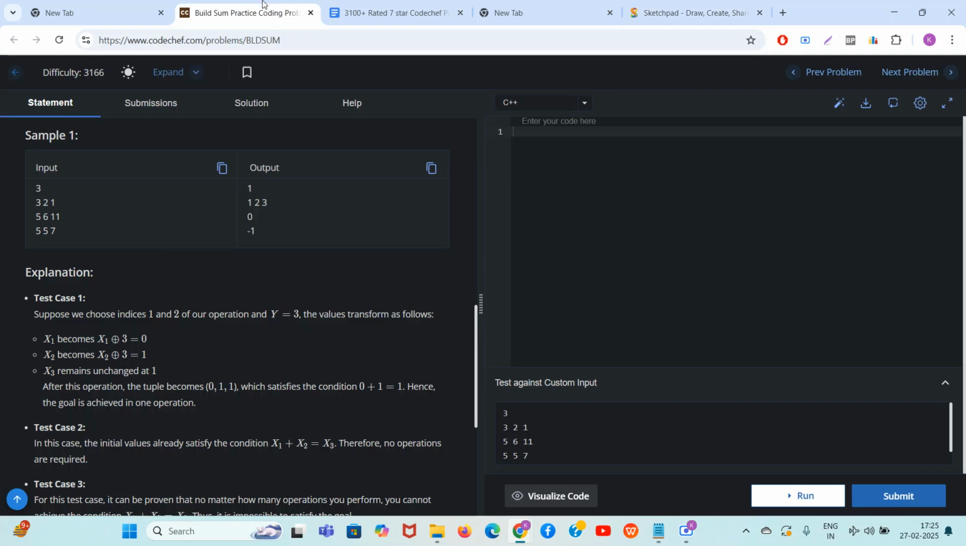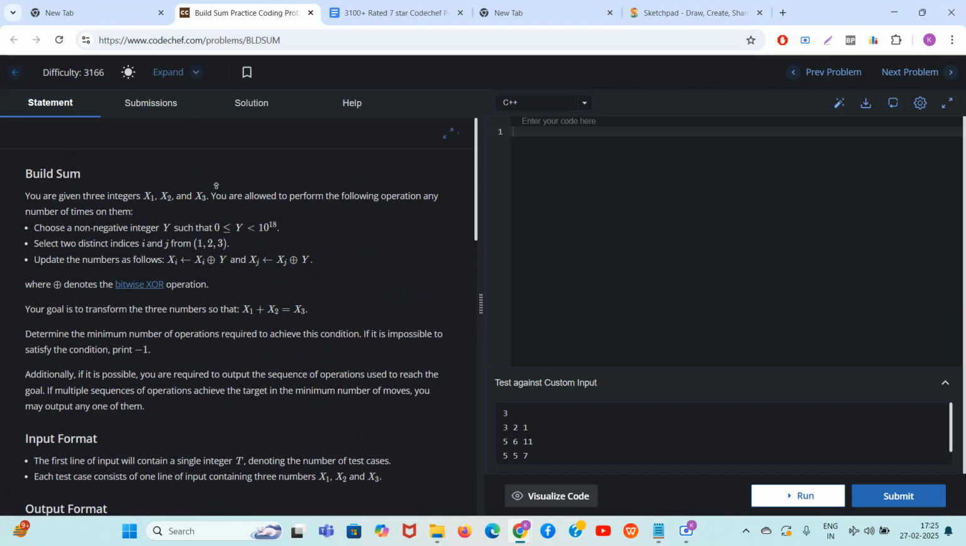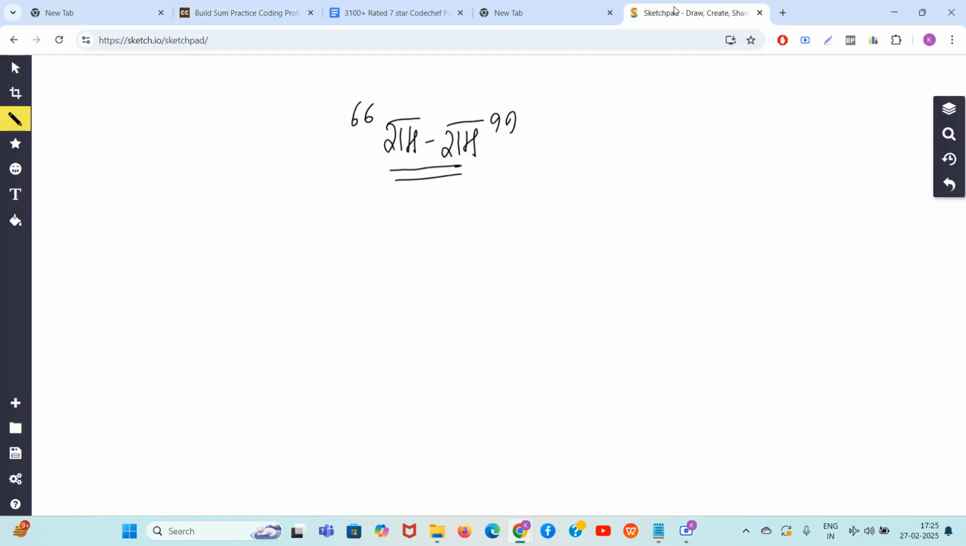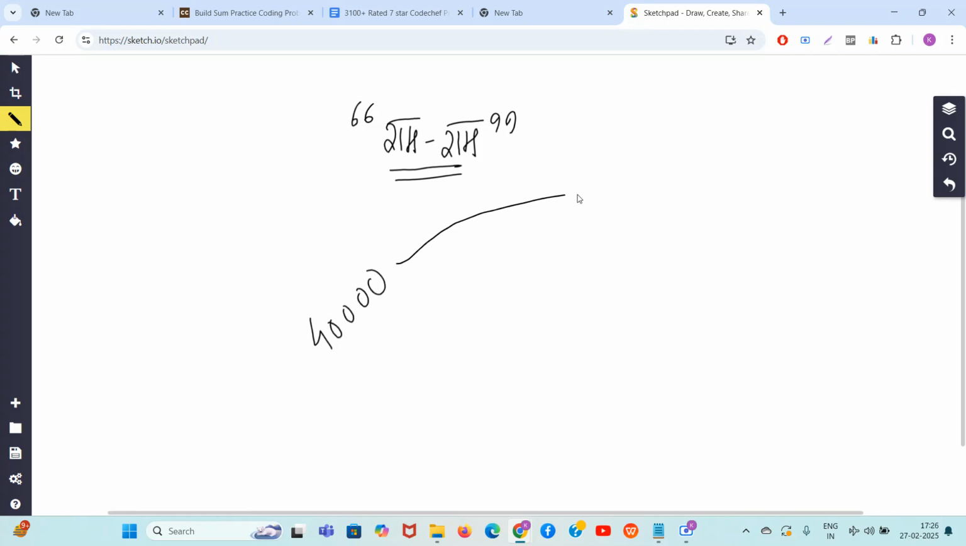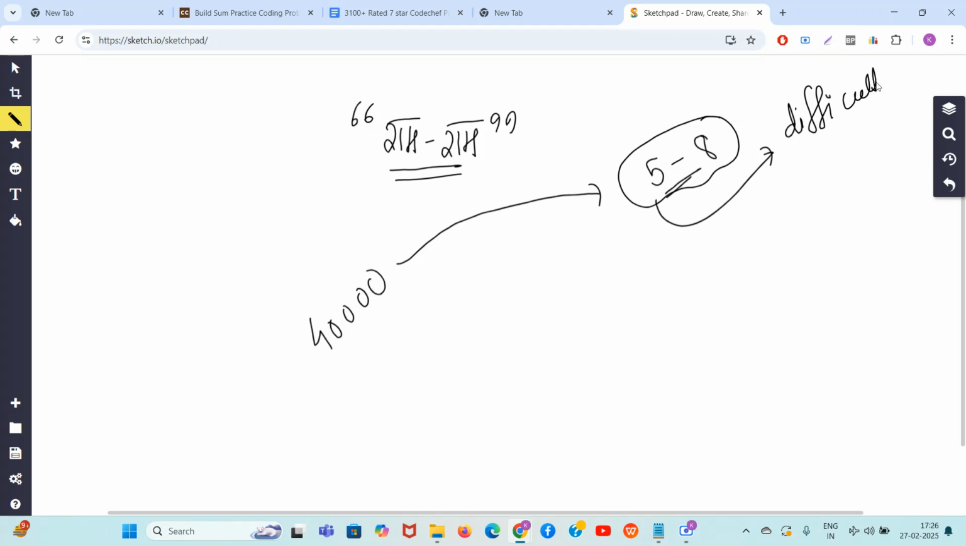Today we are going to solve this 3100 plus rated problem, 3166 Build Some, from CodeChef Starters 175. It is a 7-star rated problem, and about 40,000 people gave the contest, and out of them only 5 to 8, or 5 to 10, people were able to solve this question. That is the difficulty level of this particular problem.